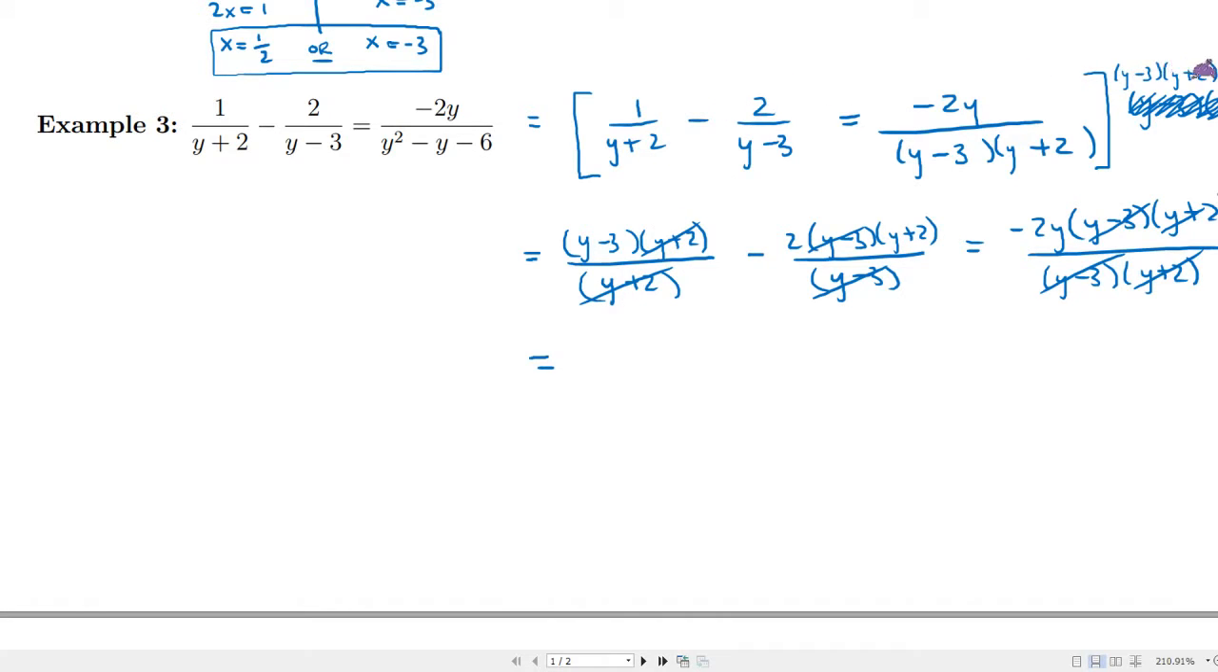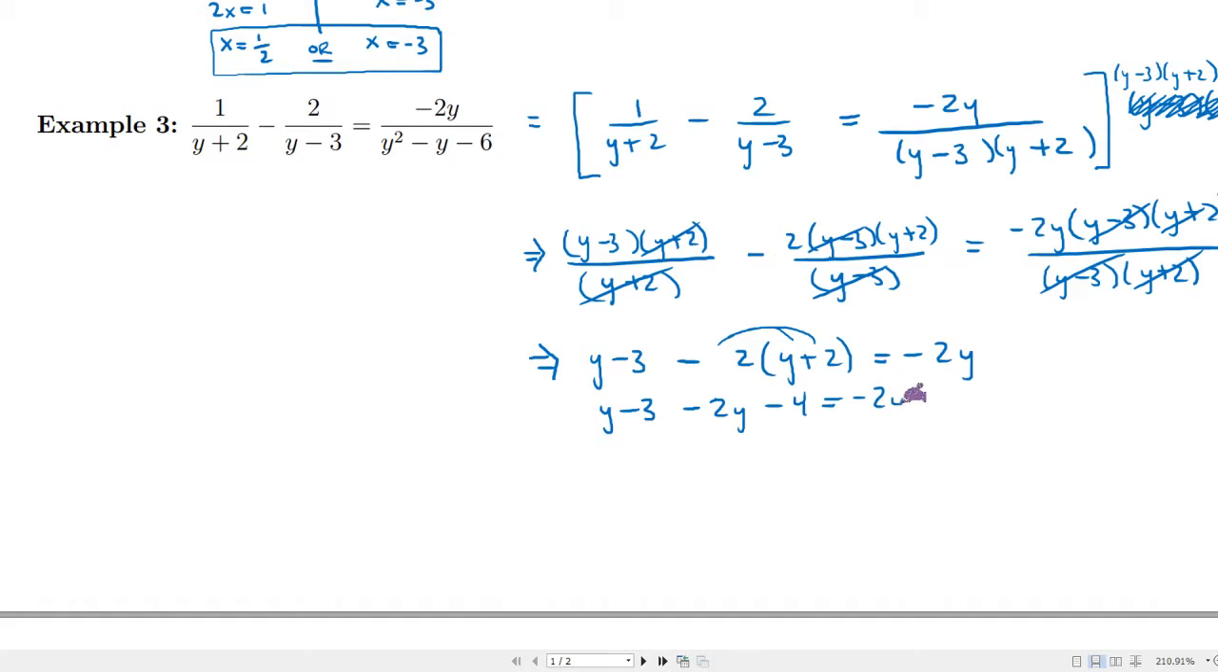Minus 2 times y minus 3, y plus 2 gives us this. And so the y minus 3 is reduced. Y minus 3, y plus 2 reduces the whole denominator. So we're left with y minus 3 minus 2 times y plus 2 equals minus 2y. Whoops, I should write arrows here. We're simplifying an equation, right? So this is y minus 3 minus, now distributing the minus 2, we have minus 2y, and then minus 4 equals minus 2y.